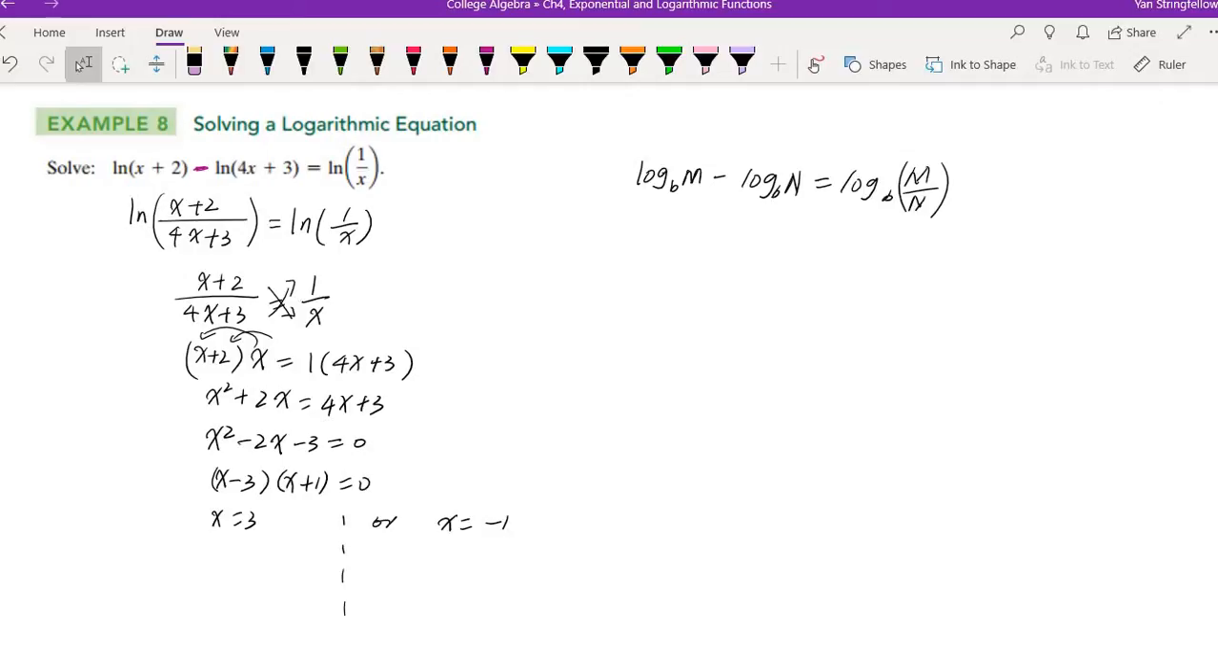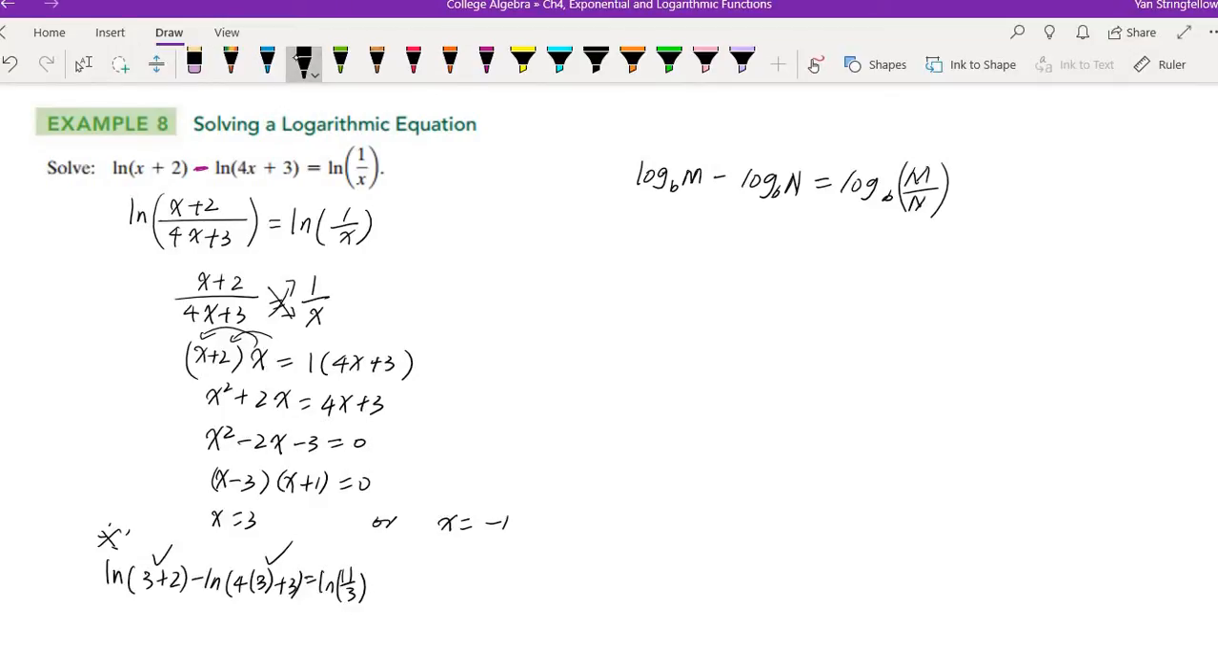Always remember this type of question. You must check the answer: m must be greater than 0. Okay, I have a 3 right here. If I bring it back to my original equation, that would be natural log of 3 plus 2. Okay, check mark because this is m greater than 0. And then minus natural log of 4x plus 3. Okay, 12 plus 3, that's 15. That definitely gives me a positive number. This also gets a check mark. And then equal to natural log of 1 over 3. Okay, that is also a positive number.